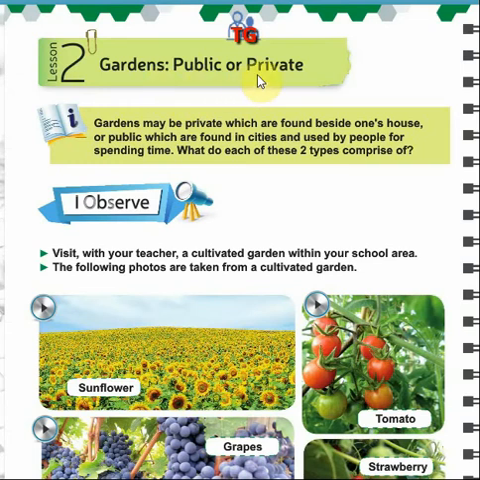You know, my kids, that we have two types of gardens, a public garden and a private garden. The public garden is the garden for all people to spend time in it, while the private garden is a garden specific for one family or one person. It has its owner that takes care of it.